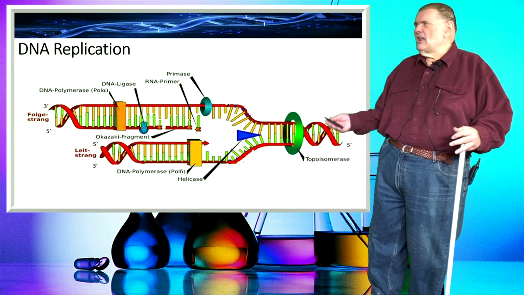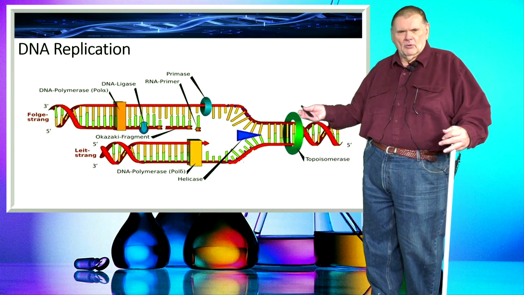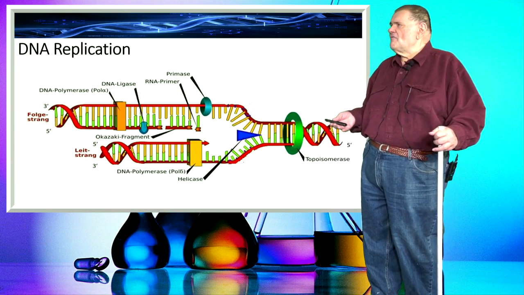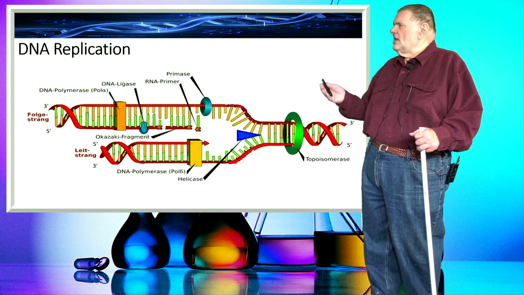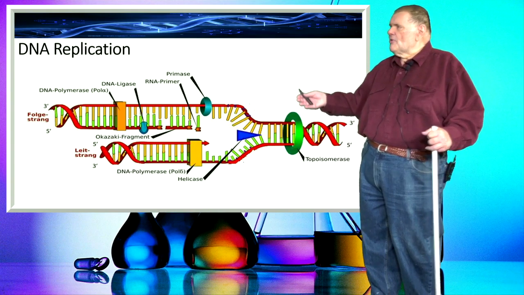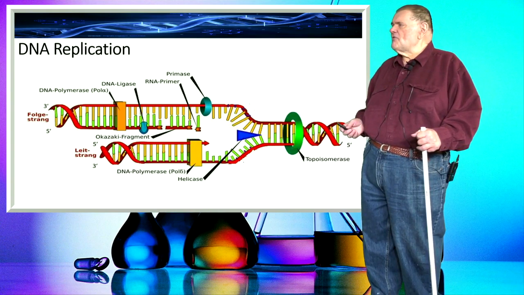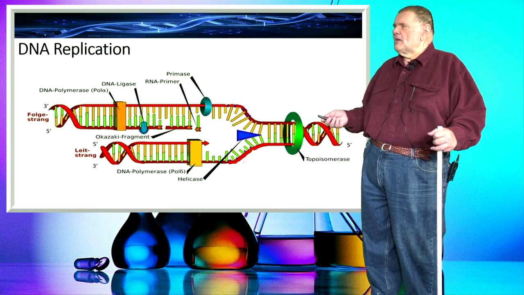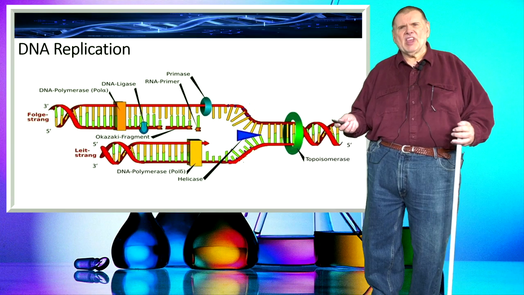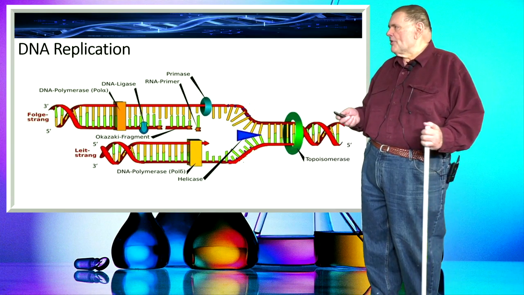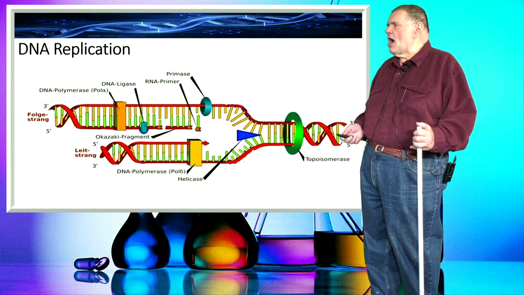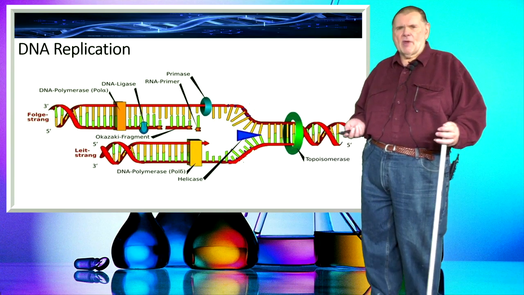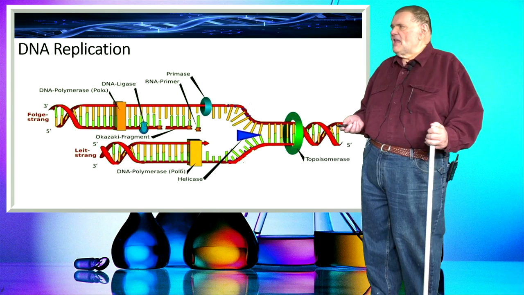Here we have the diagram for replication or reproduction of DNA. And as you can see, there are a number of steps involved and a number of different chemicals and proteins involved in the work of making an exact copy of the DNA, where the strands are separated and then duplicated.